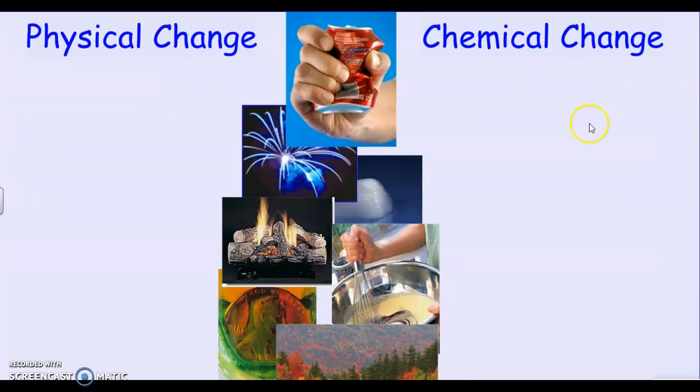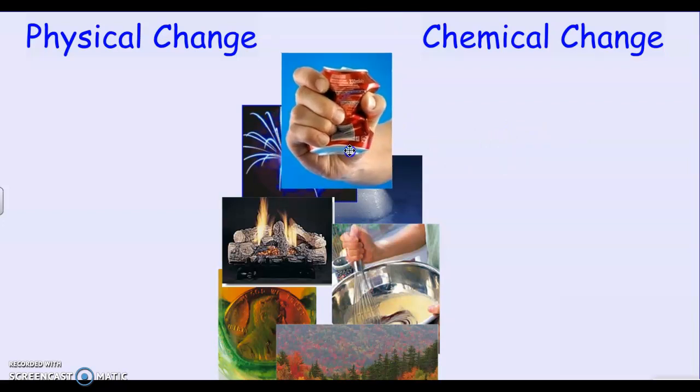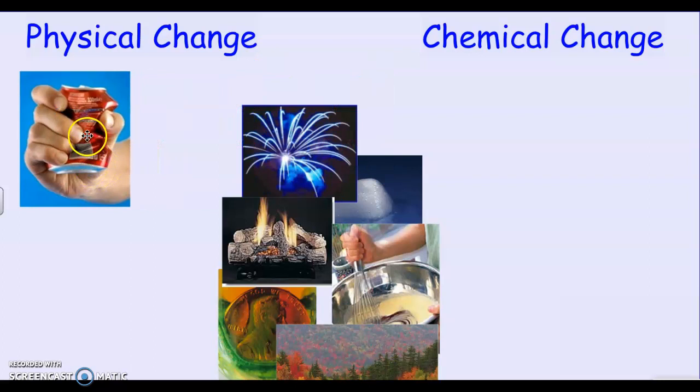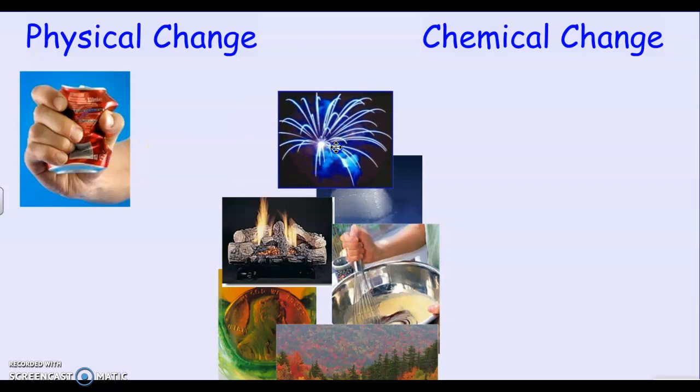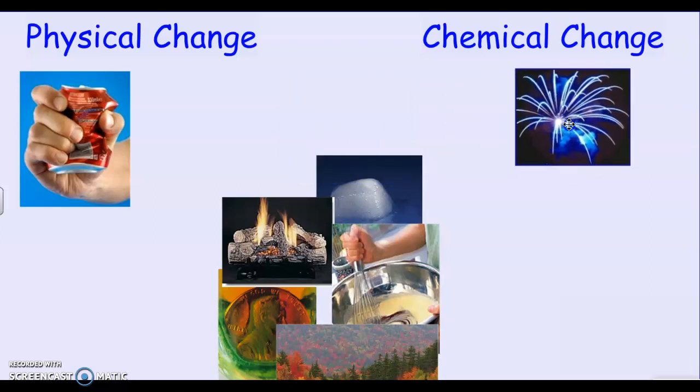Let's take a couple of examples and see if we can rank them as physical or chemical change. Crushing a can. When we crush a can, we're changing the shape of the molecules, but we're not creating a new material. Therefore, the change is physical. It can be undone. You could consider it just a change in shape. Fireworks, however, cannot be undone. This is an example of a chemical change. Anything with flame or explosions definitely creates a new material that wasn't present before.